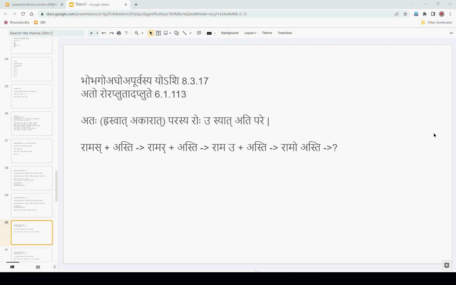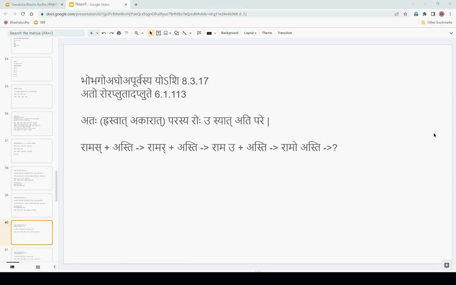Jai Moda. Ato ro raplutad aplute. Uttam. Anybody else want to read this? Ato ro raplutad aplute. I think everybody should read this one by one. Karta Mahoday. No, I am just trying to follow it. Not yet completed. No, just read it. Read the sutram.